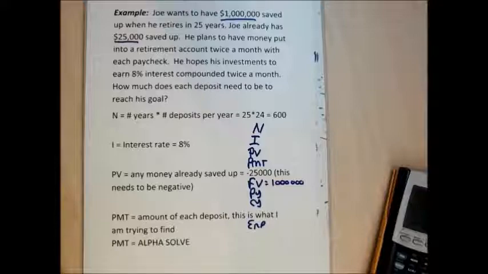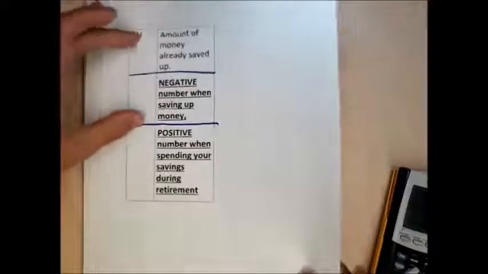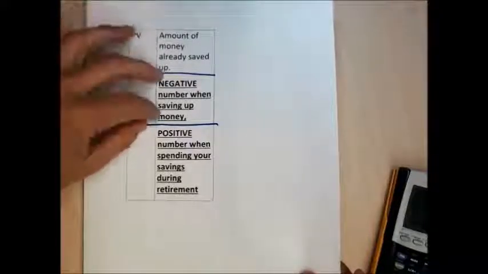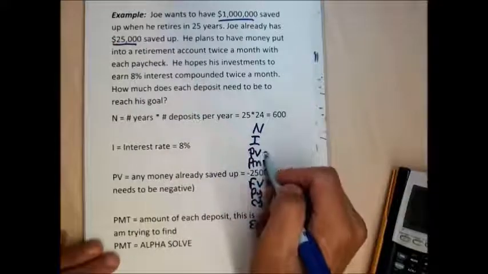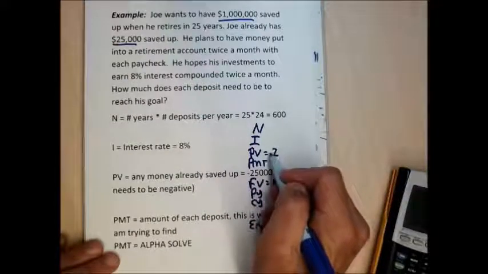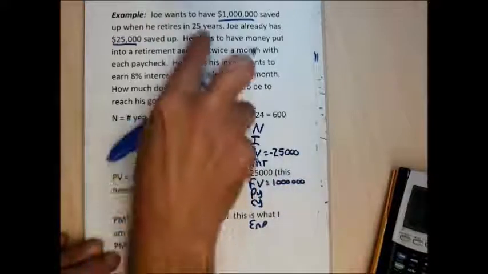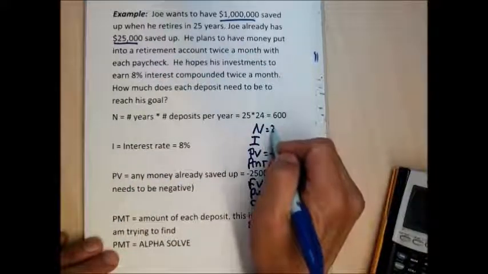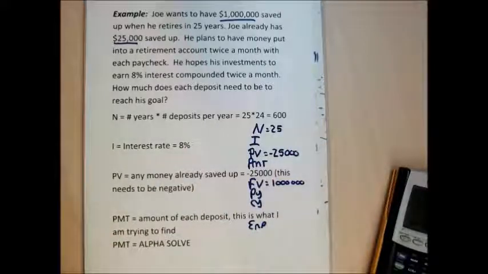And Joe is still saving money to get to that goal. This value, because I'm saving up money, is going to be a negative amount. That $25,000, that's the present value of his account. It's going to go in as a negative $25,000 because he's still saving up money. He plans to retire in 25 years. That's part of the N, but not all the N. I have to multiply to figure out what the N is.